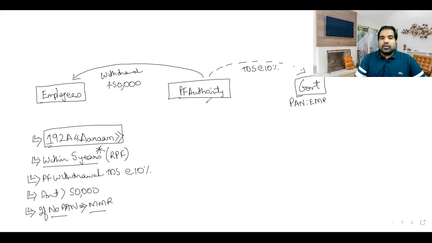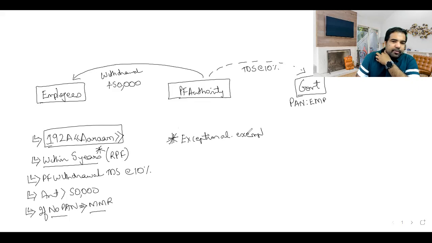But now a small condition. Guys, what if in those 5 years you had to withdraw the money? Why? Because your company shut down, or you lost your job because your company shut down, or because of an illness. So if any of these exceptional circumstances exist, what are the exceptions, guys? You losing your job because the company being shut down, or you losing your job because of illness, etc., disability, then in that case it will be exempt. And if it's exempt, there will be no TDS.